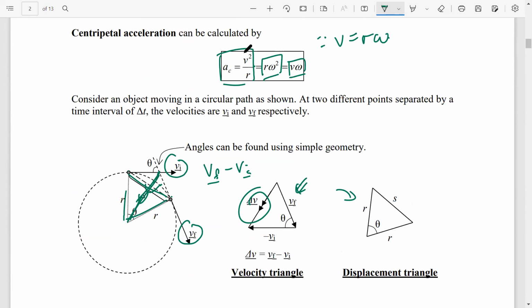Typically you'll be using this one and this one most of the time, and which one to use depends on the data that's given. So if they give you the speed, you'll be using v squared over r. If they give you the period, and usually they give you the period, you know that omega equals 2 pi over T, so it'll be easier to use this. So it's which one is easier to use, that's about it. So this is the formula for centripetal acceleration.